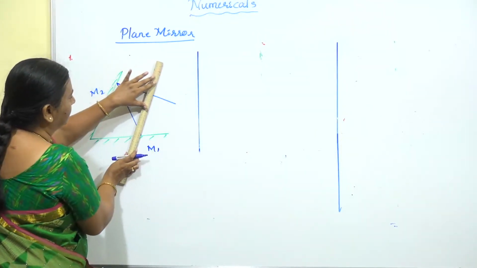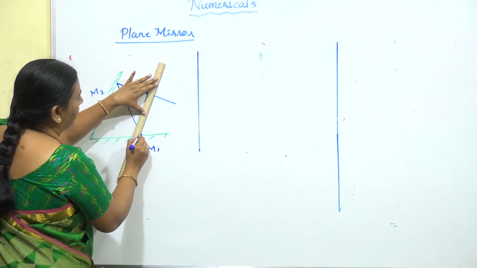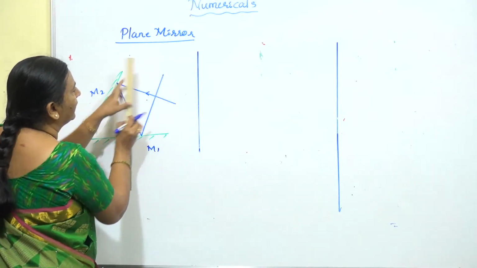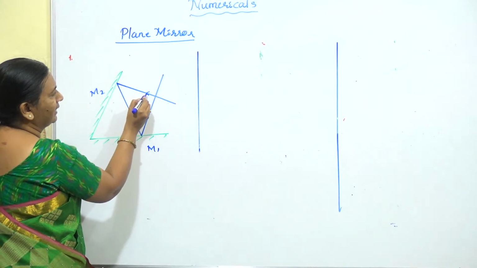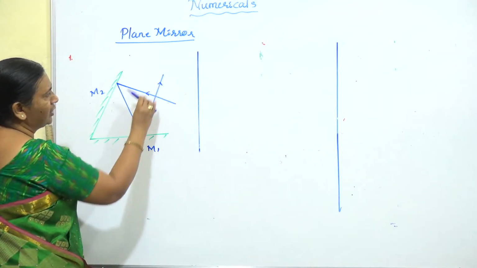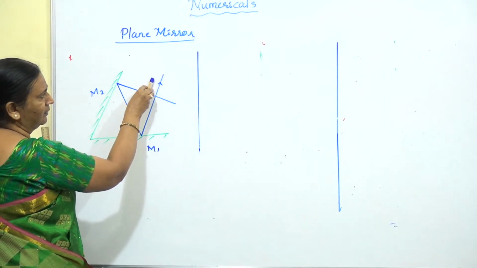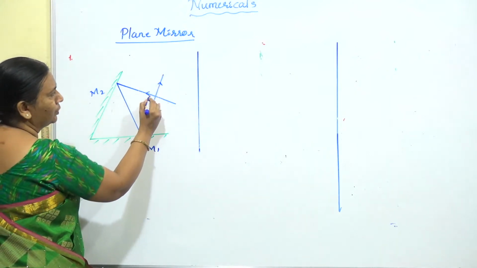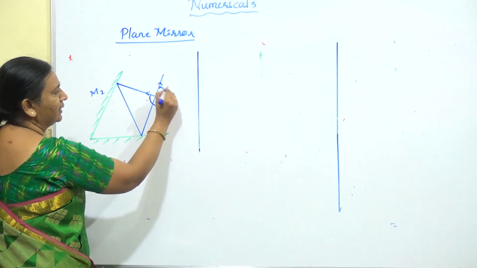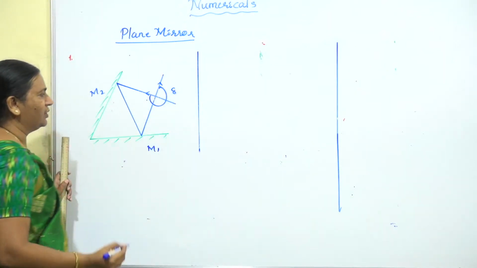and again, once again it reflects like this. Okay. Initially it is entering like this, finally it is here. Means how much has it turned through? It has turned through this much angle. Okay, so through this much angle it is turned. This became the total deviation.